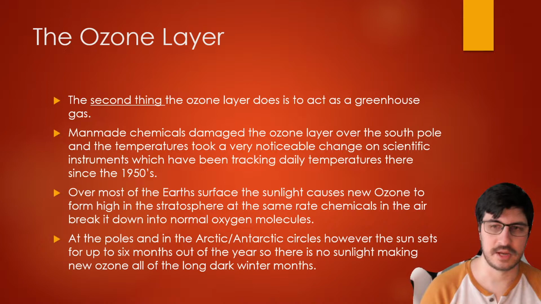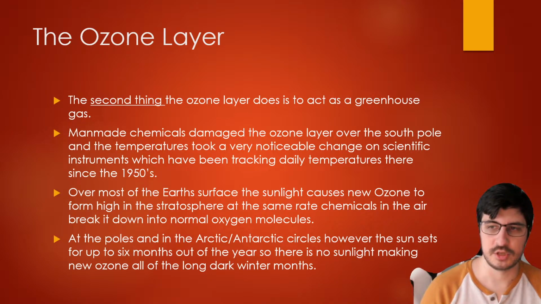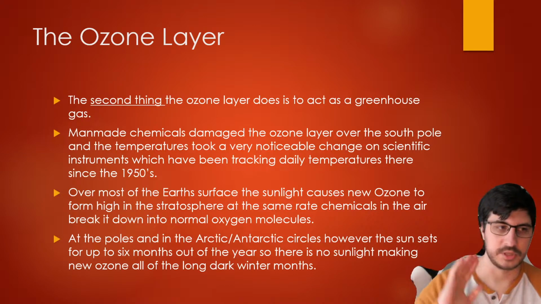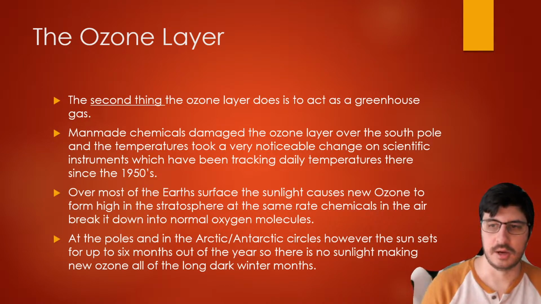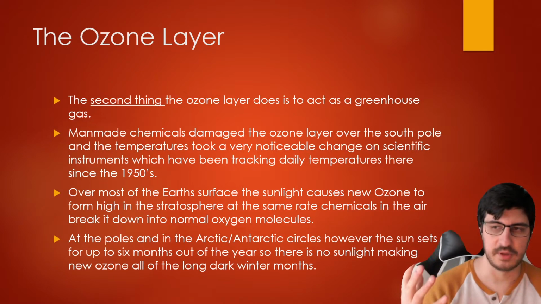Secondly, the ozone layer acts as a greenhouse gas. Man-made chemicals damage the ozone layer over the South Pole. This is going to skip ahead for us a little bit. We're going to come back to this, but basically they took temperatures in the South Pole, and they noticed a large change in the amount of ozone present above Antarctica.